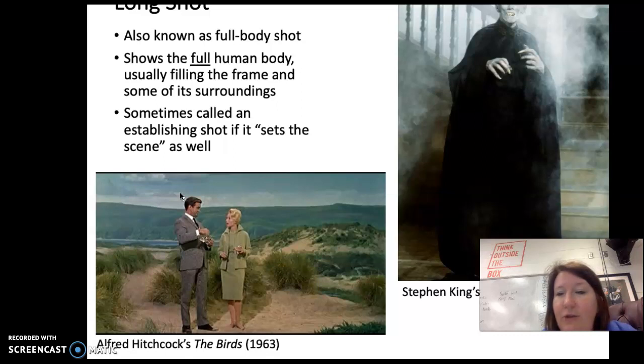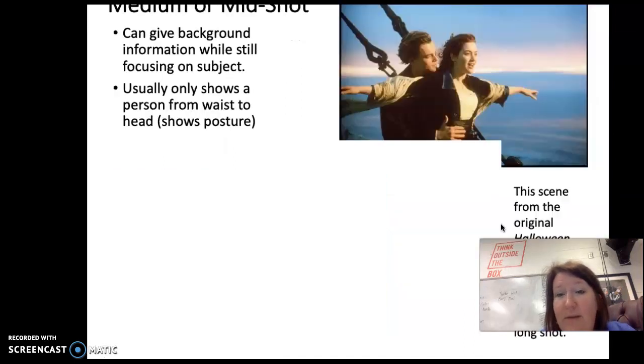A long shot gives you the entire body, and what it really does is tell you what else is happening. It gives you the background as well. There are lots of reasons for long shots, to give you part of the story without telling you or having someone narrate it. In this particular Salem's Lot shot, it gives a real imposing figure. So there are lots of different reasons why a long shot might be used.